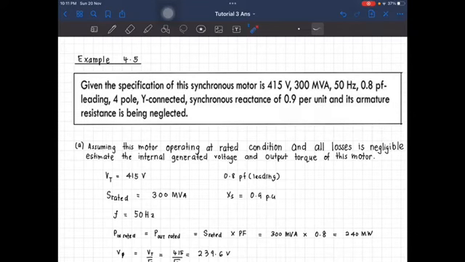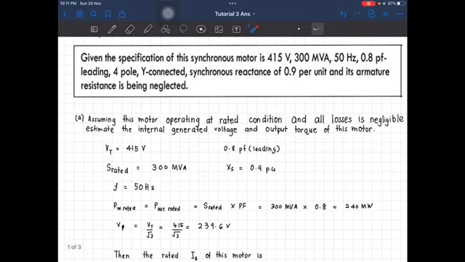Example 4.5. Given the specification of the synchronous motor is 415 volt, 300 megawatt, 50 Hz, 0.8 pf leading, 4 pole, Y connected, synchronous reactance of 0.9 per unit, and its armature resistance is neglected. The question is, assuming this motor operating at rated condition and all losses are negligible, estimate the internal generated voltage and output torque of this motor.